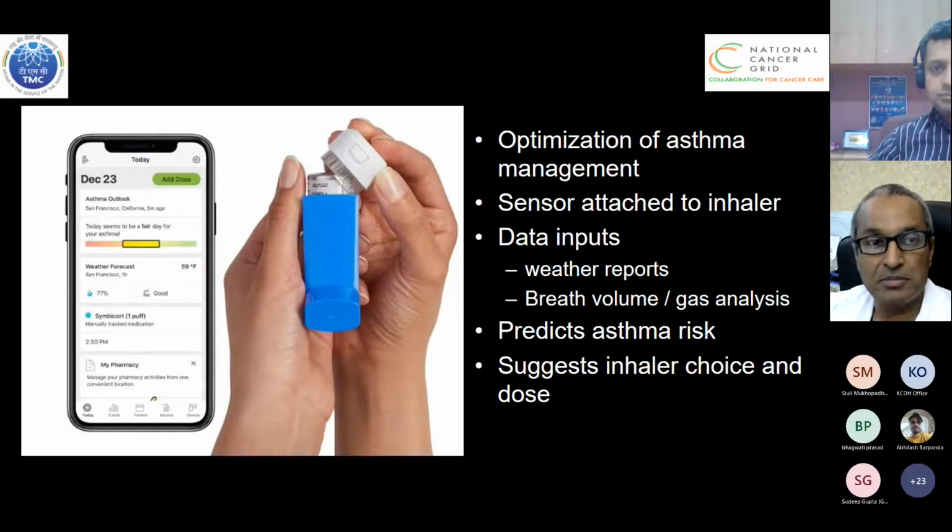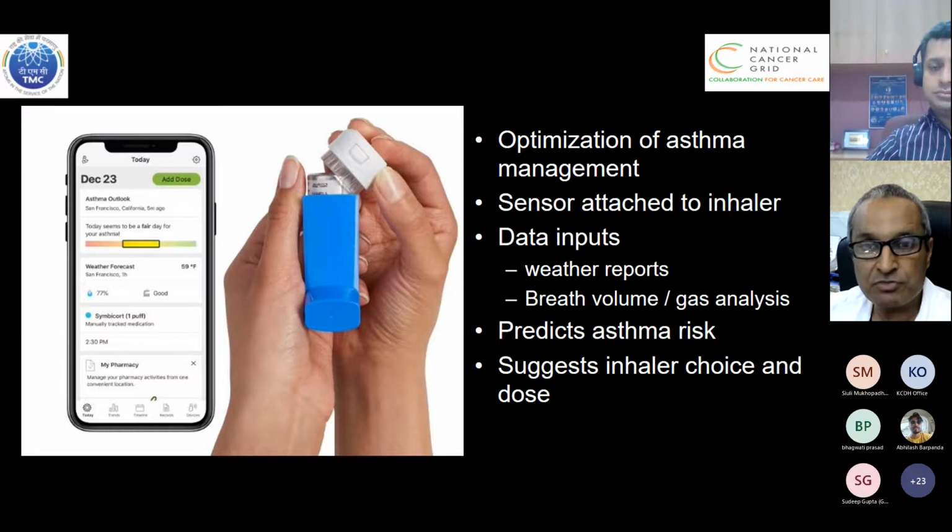This is another remarkable success story in mHealth, looking at asthma management. There is this really small sensor which gets attached to most of the conventional inhalers which patients with asthma regularly use. This sensor and the app that is linked to the sensor gets multiple data inputs, not just from the sensor itself by way of breath volume and gas analysis, but also from routine weather reports, which the app is able to extract from other data sources.